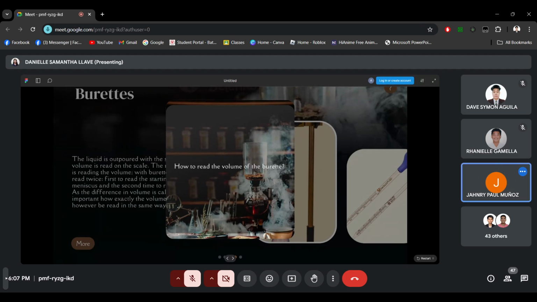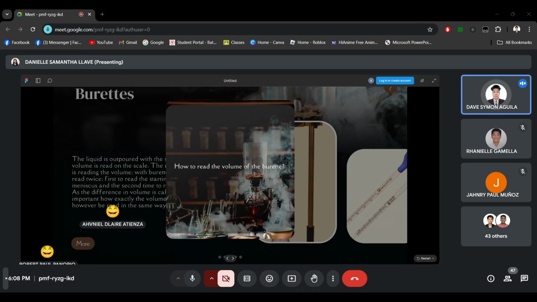Engineer Aguila, nandito ka ba? How to read the volume of the burette? Thank you, Engineer Aguila.